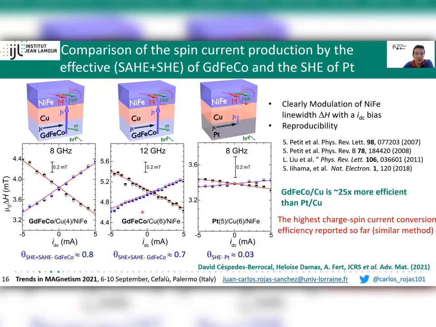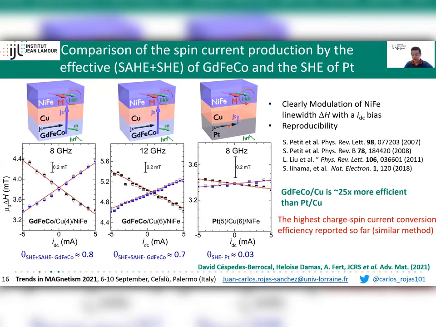And again we observe nice modulation of the nickel iron line width. And even more, in order to make sure of these results, we have grown this 3-layer where, instead of gadolinium iron cobalt, now we have platinum. And we observe again this nice variation of the line width as a function of current. But this is much smaller than in this system. After quantification, we get only 3% compared to 70 to 80%. So gadolinium iron cobalt is about 25 times more efficient than this sample with platinum.